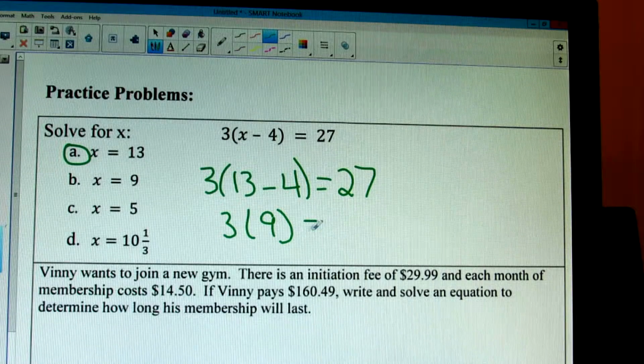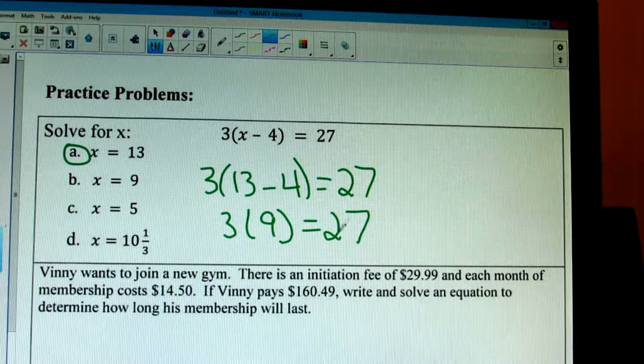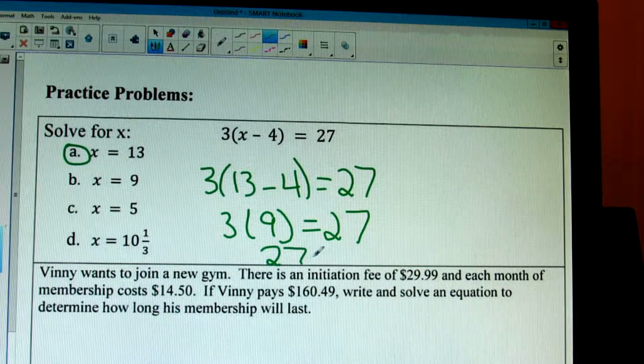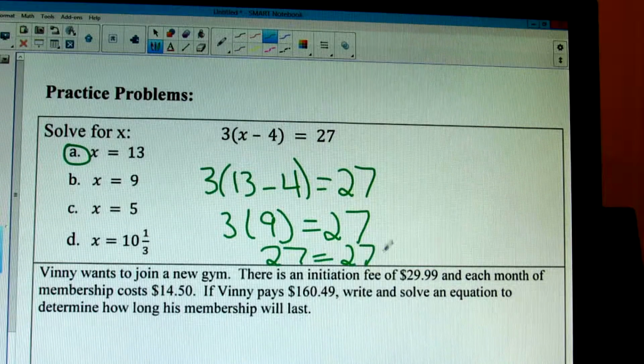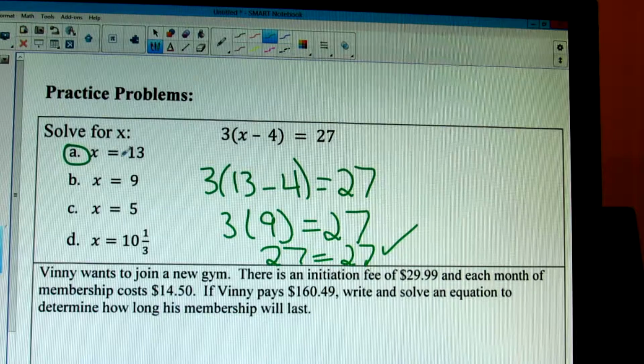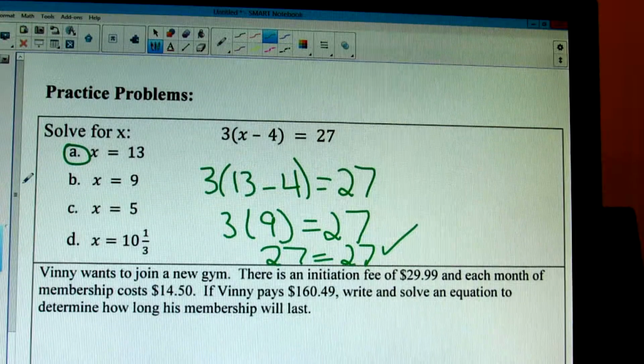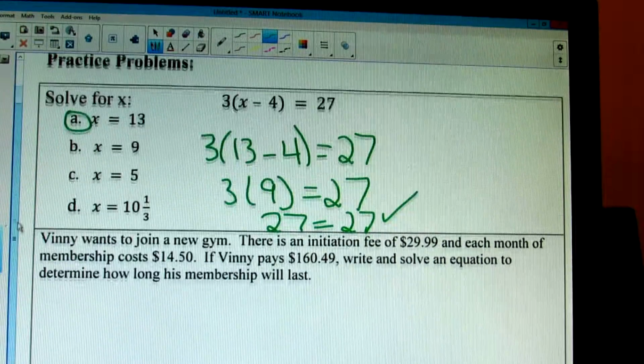Hey, doesn't that equal 27? Yeah, it does. 27 is 27. So that's another way to do it. 3 different ways of solving the same question. Isn't that great? That's what math's all about.